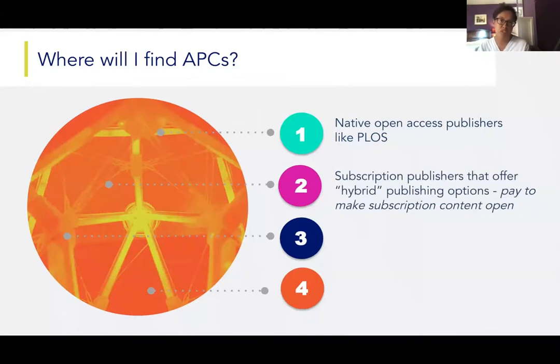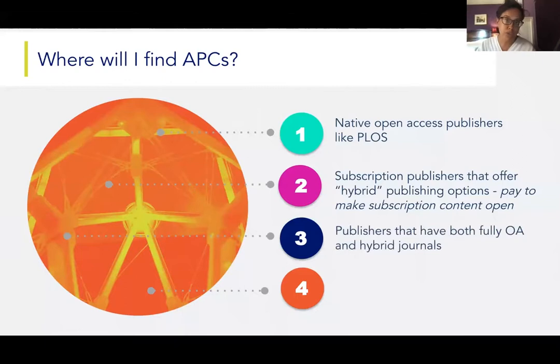So the hybrid option is a frequent one that many of you will encounter, where you will be submitting to a subscription journal where you are offered the choice to pay an APC to make that closed content openly available to others. In the library context, this is often referred to in some ways as double dipping, because the author is paying for an aspect of service, but then the library is also paying for the ability to read.